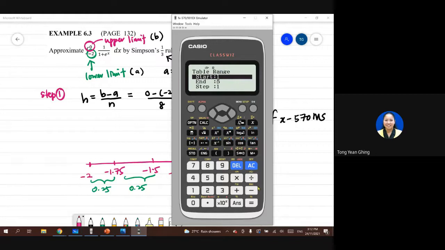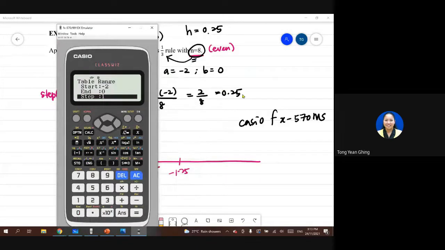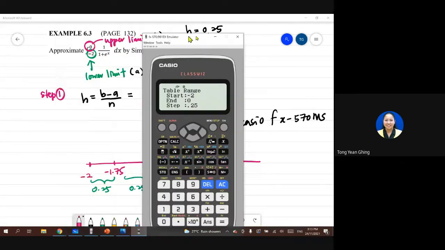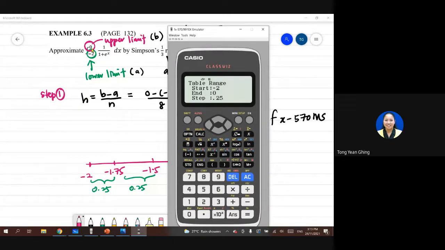Equal to. It will ask you the table range. Start will be the lower limit, start from negative 2. The lower limit is negative 2, equal to. The upper limit is 0, so I press 0. How about the step size? Tadi kan kita calculate the step size is 0.25, so I will key 0.25. So the table range is from negative 2 until 0 with step size 0.25. Press OK.